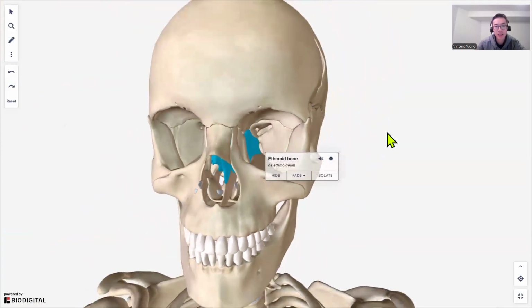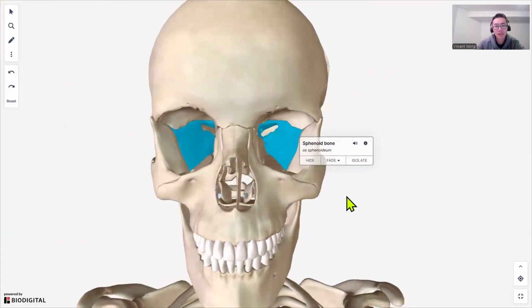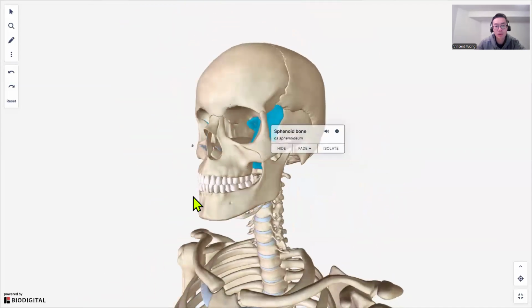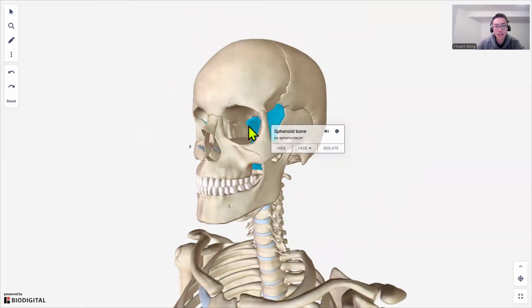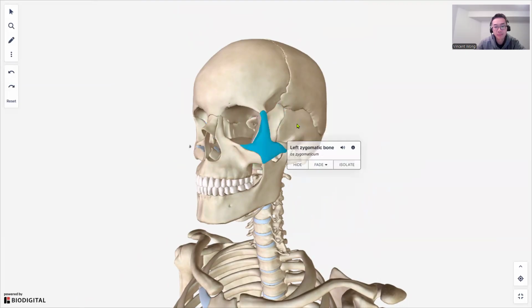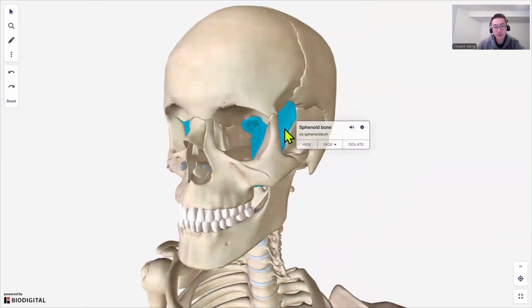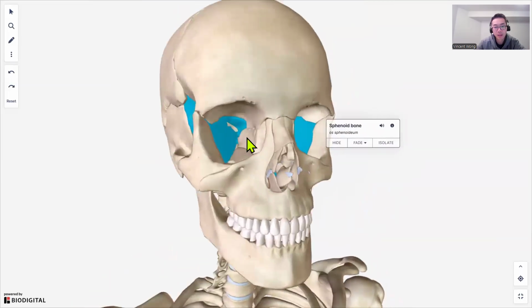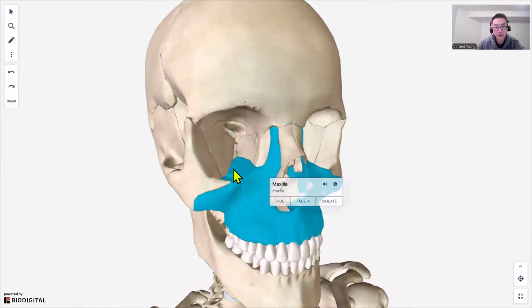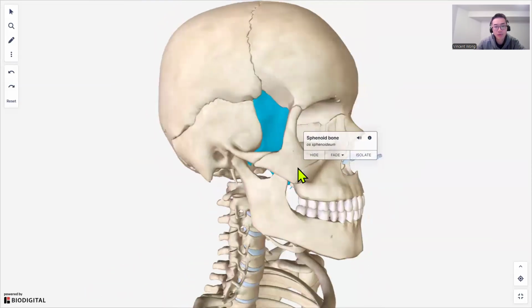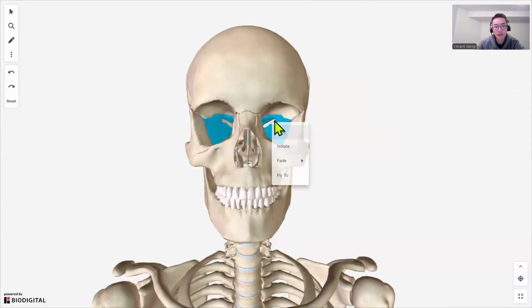The back of the eye socket is formed by the sphenoid bone. The sphenoid bone is the cornerstone of your skull. A lot of bones attach to the sphenoid bone. The ethmoid bone attaches to it, the temporal bone, the frontal bone, the parietal bone. Everything attaches to the sphenoid bone one way or the other. Even the maxilla right here. So that forms the back of the bone, and it goes from one side all the way to the other side. Let me just isolate it for you.